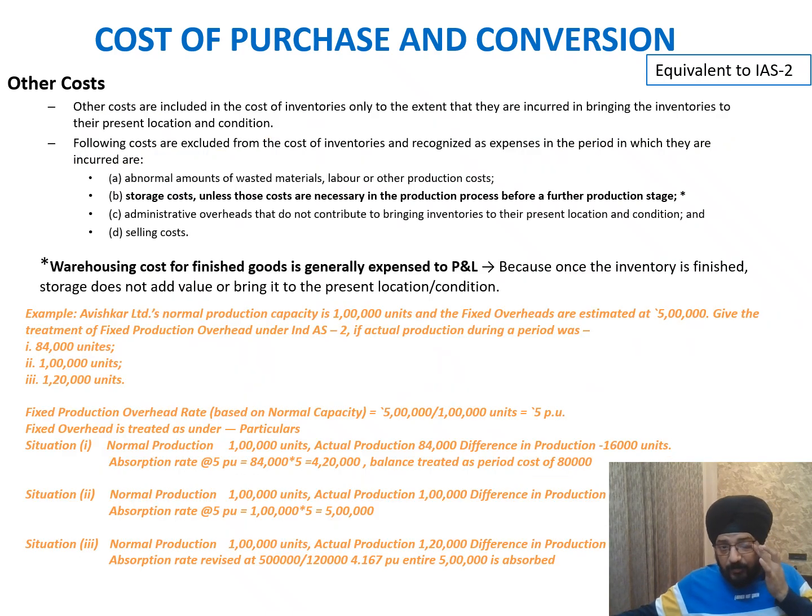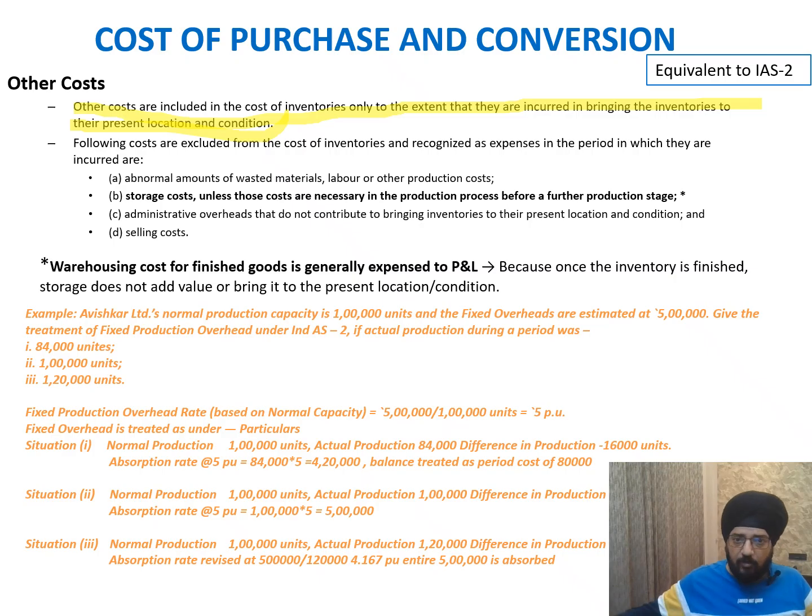Okay. So cost of purchase and conversion, subsequent slide, and then we are talking about other costs. Other costs are included in the cost of inventory to the extent they are incurred in bringing the inventory to its present location and condition. So any cost incurred to bring the inventory to the place where it can be used for production will be included in my cost of inventory.